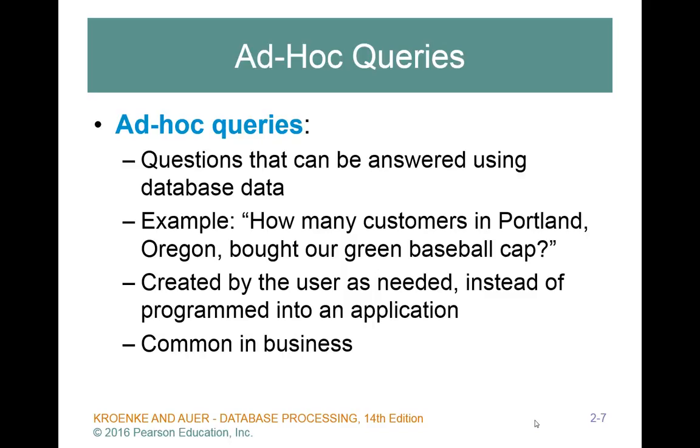If we had to make some basic assumptions, we may have to query a sales table within our database that's recorded, and we can put in characteristics of baseball cap, and maybe specifically with the attribute of green, and it can bring back some information that would help us answer that question. So that's kind of what an ad hoc query is. It's created by the end user as needed instead of something that may be built into an application.